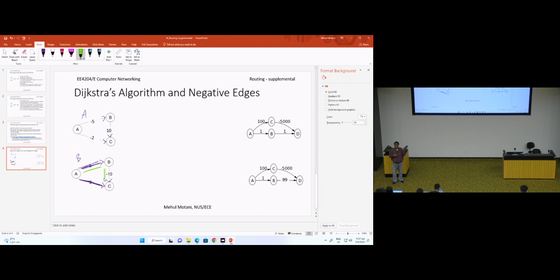Well, the negative edges are incident at the source. So they're visible to the source. So being greedy doesn't hurt you. So yeah, that's all it is. So if the negative edges are incident at the source, then Dijkstra will work, obviously, because it can see them on the very first iteration.